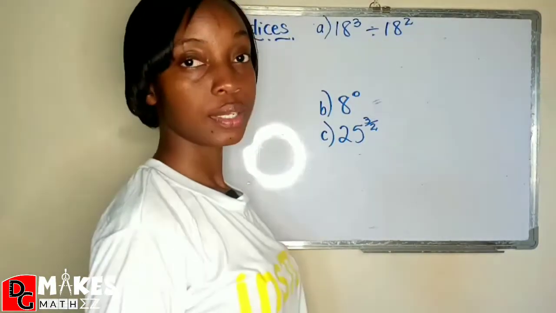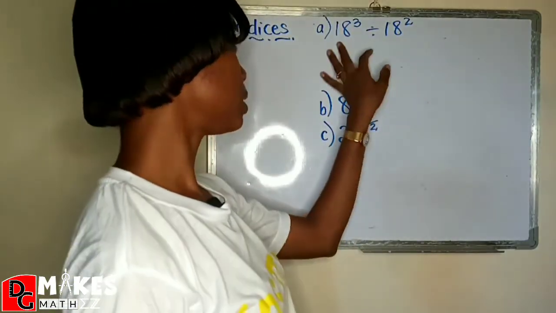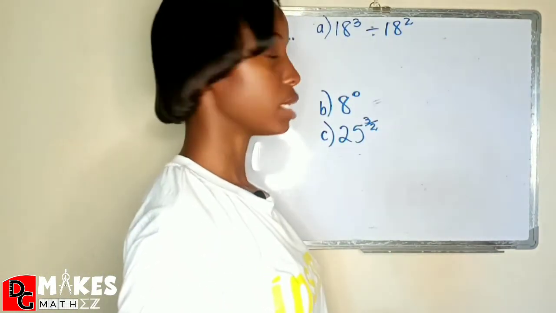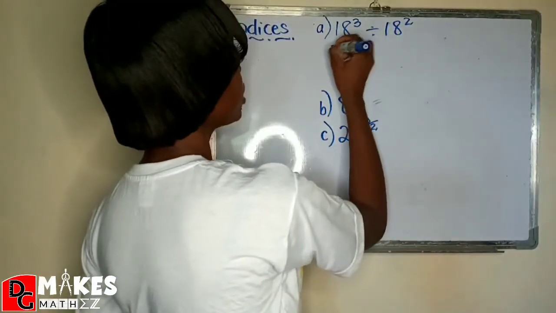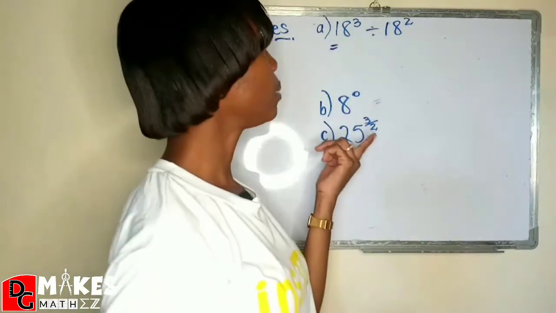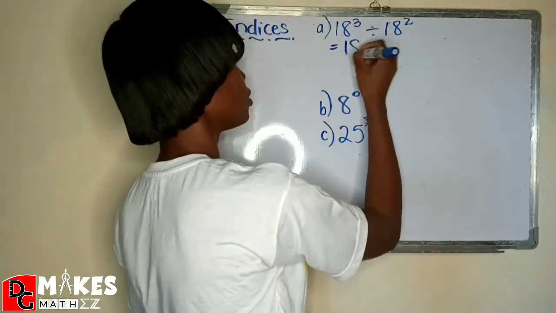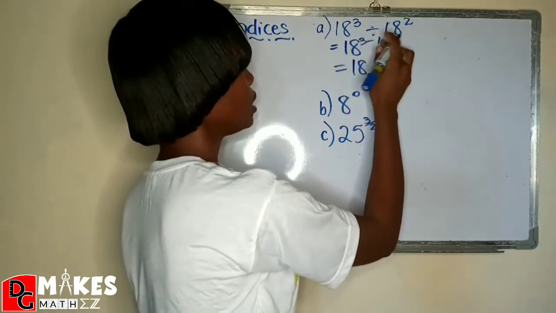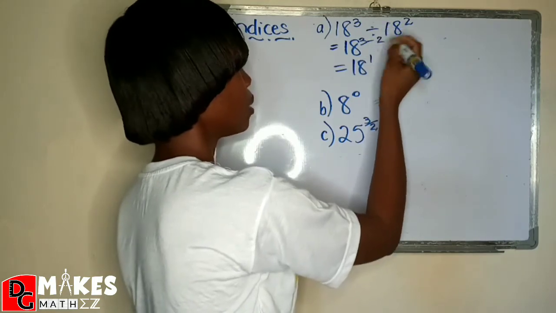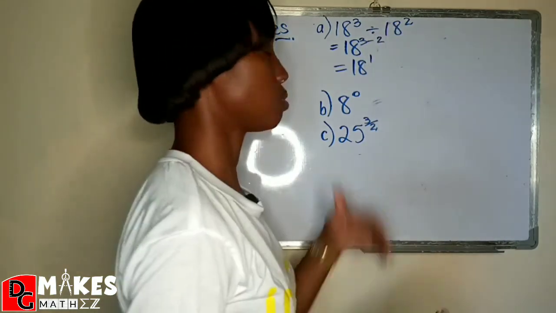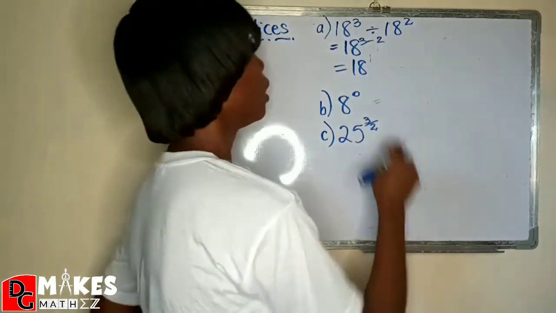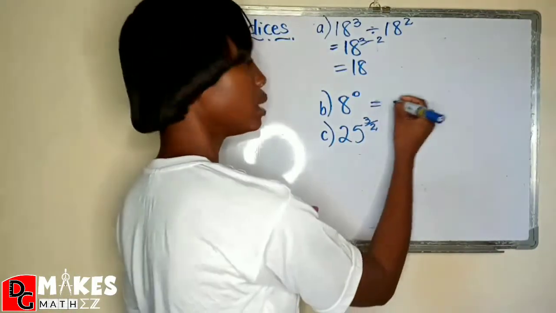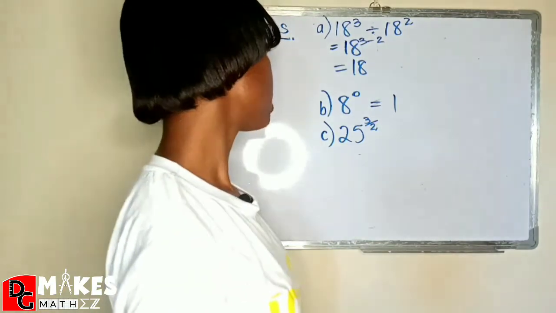This question says to evaluate, and we have parts A, B, C, and once you're evaluating, you're finding a final answer. You'll get a number for your answer. All right, here we go. 18 cubed divided by 18 squared. We can go ahead and subtract the powers because the base is the same. All right, which will give us 18 to the 1st power, which is 18. All right, and if you notice, I haven't left much space for part B because we know that answer is 1. 8 raised to the power of 0.